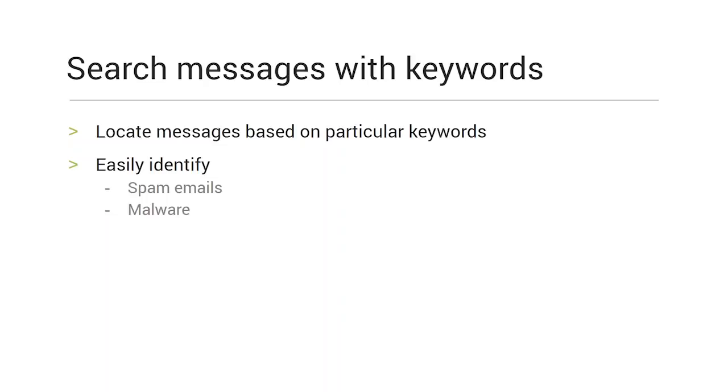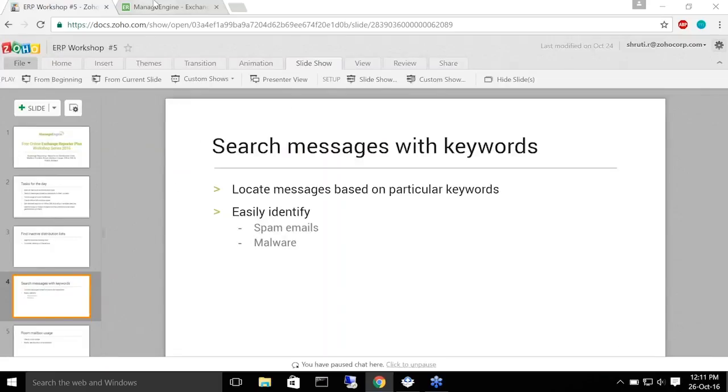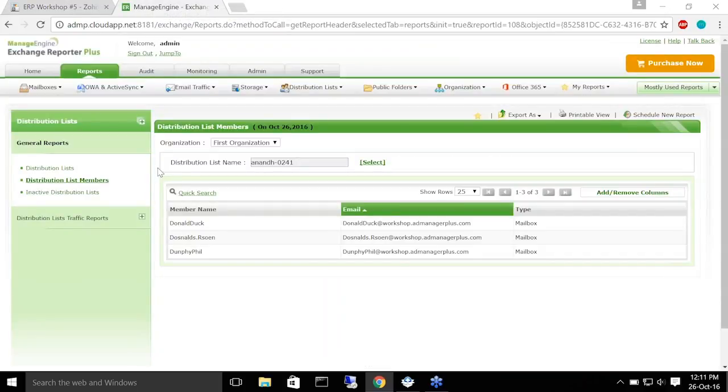This could be part of legal reasons, or you could have an internal audit or investigation to find all messages with one specific keyword. There could also be certain spam emails that you want to get rid of. In order to keep away any of these threats that come through emails, you could use this report, or you could also locate messages based on specific keywords using the mailbox content reports of Exchange Reporter Plus. There are a whole host of reports present under the mailbox content reports category. Let me show you how you can access this.